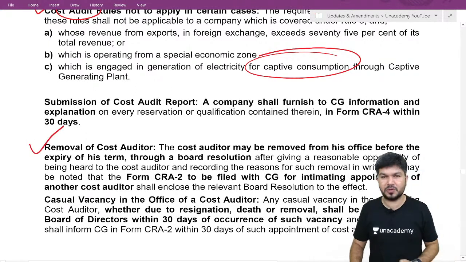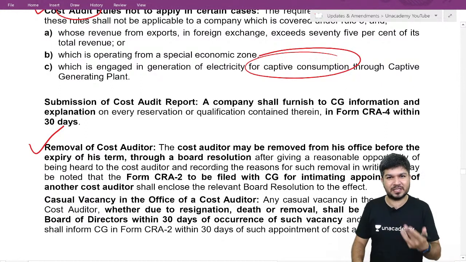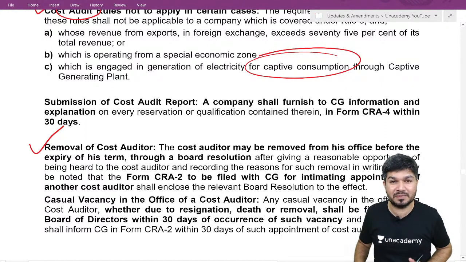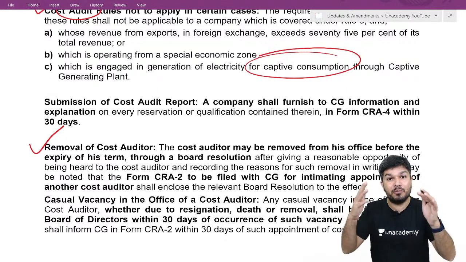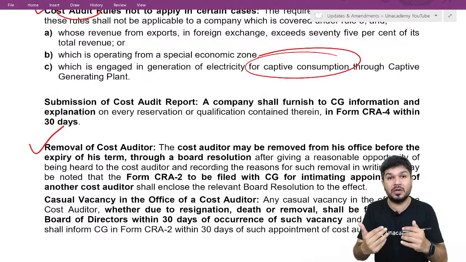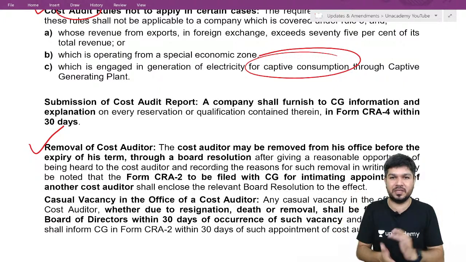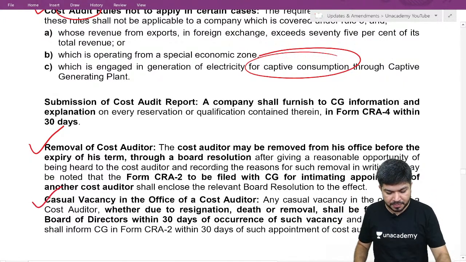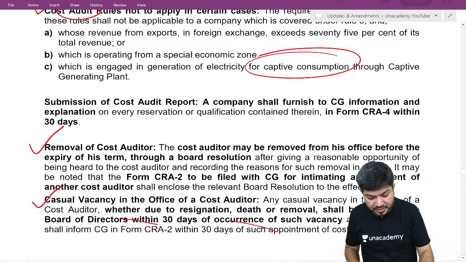Okay, removal of cost auditor. Yes, he can be removed before the expiry of term. If he is removed before the expiry of term, it becomes a casual vacancy. Casual vacancy will be filled by the board of directors. Anyways, the cost auditor is always appointed by the BOD. So the casual vacancy will be filled by the BOD within 30 days.